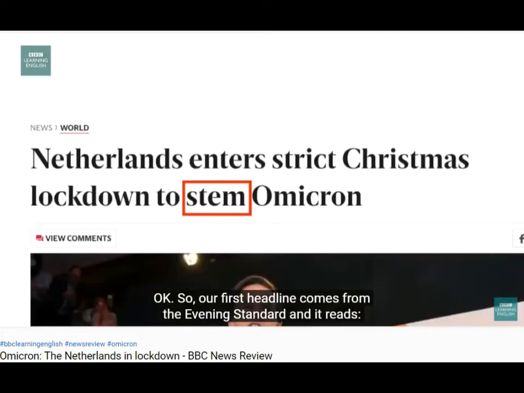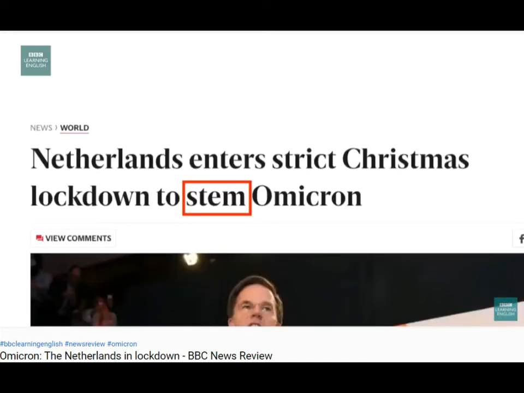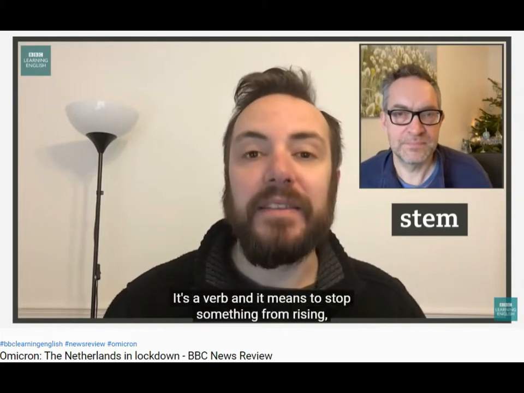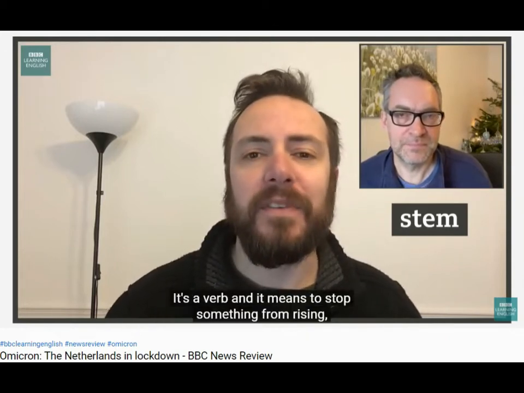Okay, so our first headline comes from the Evening Standard, and it reads, Netherlands enter strict Christmas lockdown to stem Omicron. That's stem, stop something from increasing. Okay, so this word is spelled S-T-E-M. It's a verb, and it means to stop something from rising, increasing, or spreading.